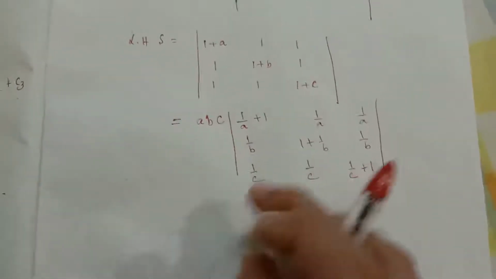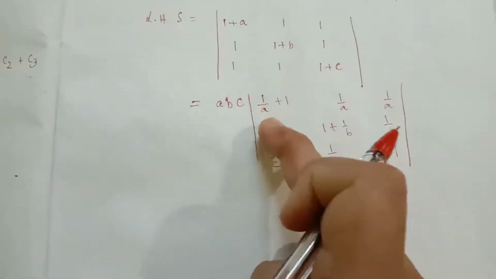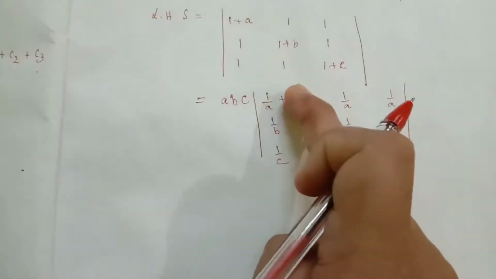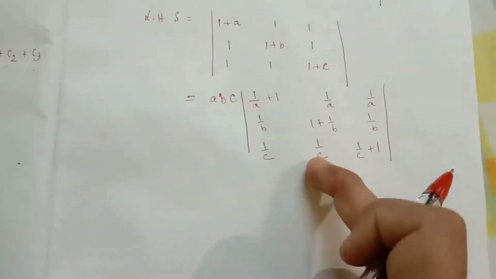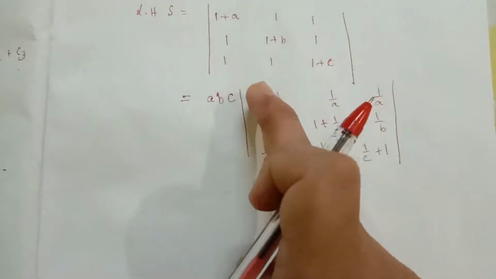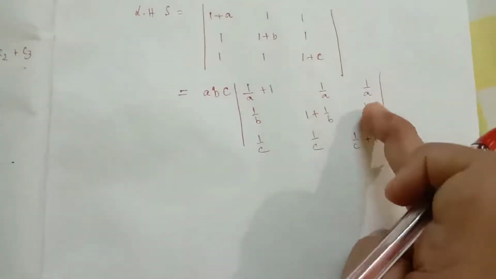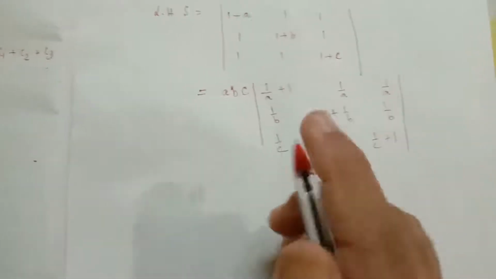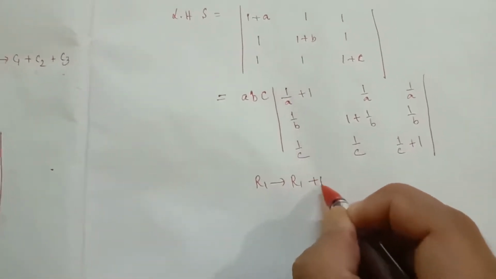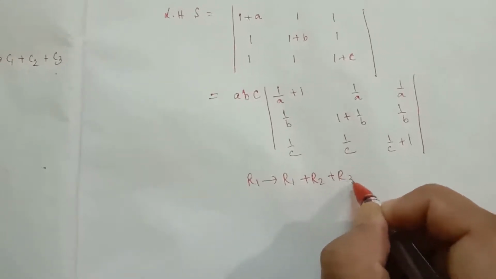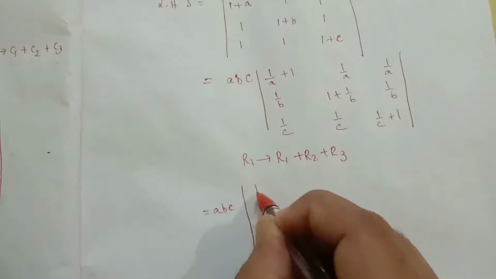Now you can see, if we add these three, we will get 1 by a plus 1 by b plus 1 by c plus 1. If we add these three, we will get 1 by a plus 1 by b plus 1 by c plus 1, which is the same as this. And if we add these three, again we will get the same 1 by a plus 1 by b plus 1 by c plus 1. So if we replace r1 by r1 plus r2 plus r3, we will get this element.